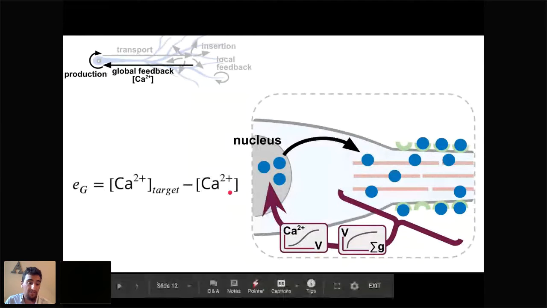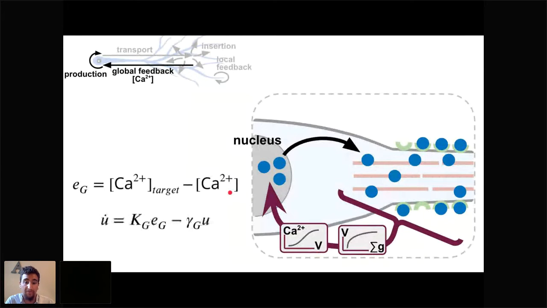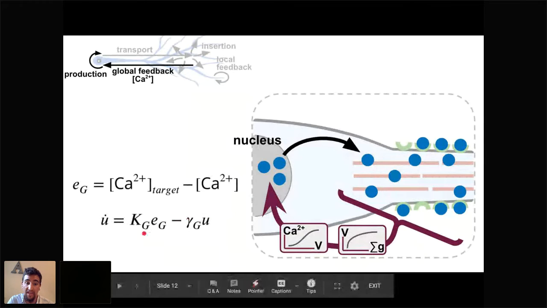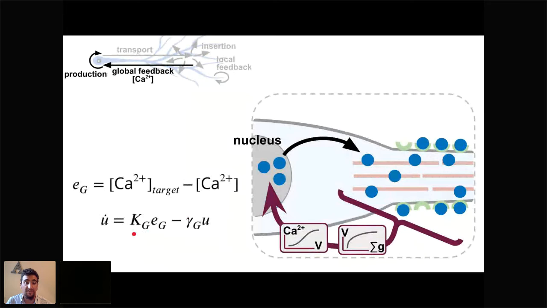And lastly, from this global error, we have a production term U. U is the rate of biosynthesis in the soma. What we've set up here with U is called a leaky integrator. With each time step, the error is integrated to give production term U. Kg here is the gain or the amplitude of global feedback. This Kg, this gain, determines the sensitivity of the global controller. This second equation with U represents the dynamics of gene expression with regulatory feedback.